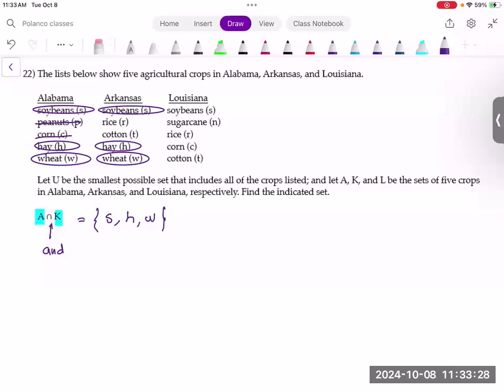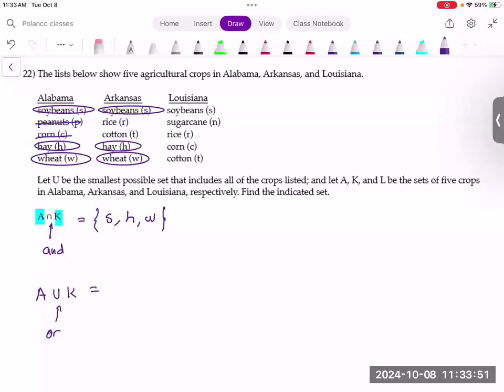Let me try to do the union right now. So suppose I'm looking for A union K. The union, what does it mean? It's here or there, right? So if I see it on one side, I take it. If I see it on both sides, I take it. If I see it on one side or the other, I take it, right? Basically, if you see it, you take it, right?